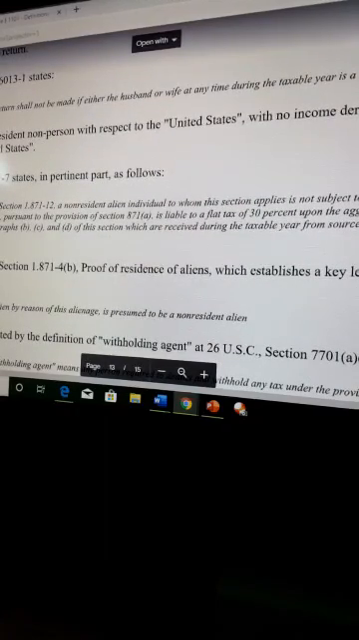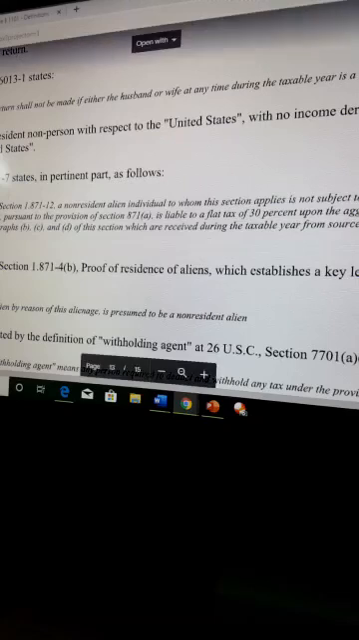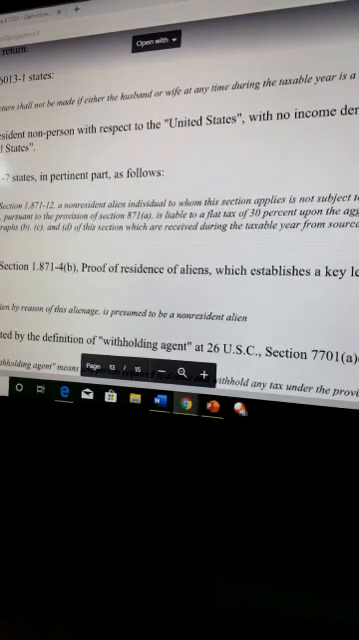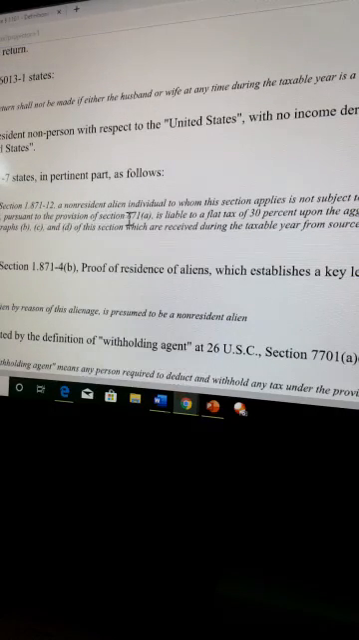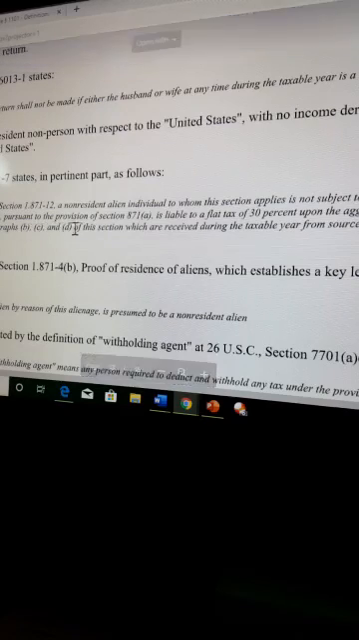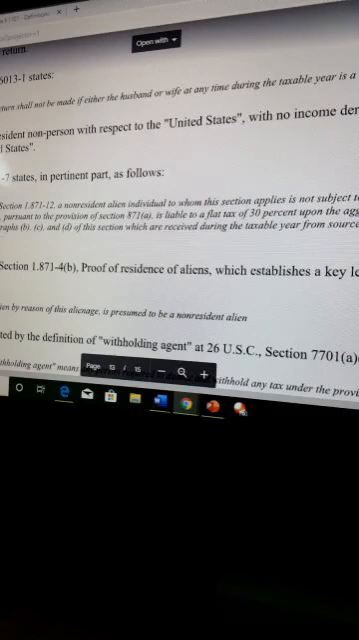Title 26 CFR Section 1.871-7 states in pertinent part as follows. Except as otherwise provided in Section 1.871-12, a non-resident alien individual to whom this section applies is not subject to a tax imposed by Section 1 or Section 1201(b), but pursuant to the provisions of Section 871(a), is liable to a flat tax of 30% upon the aggregate of the amounts determined under paragraphs (b), (c), and (d) of this section which are received during a taxable year from sources within the United States, emphasis added.